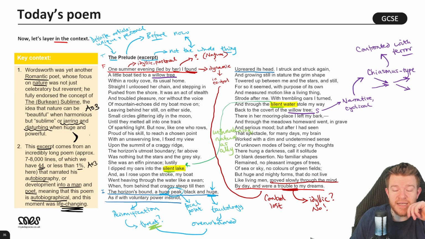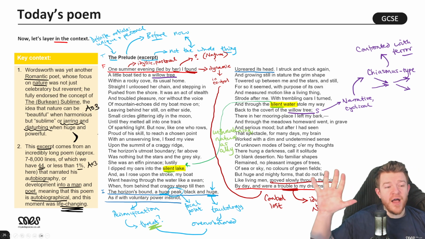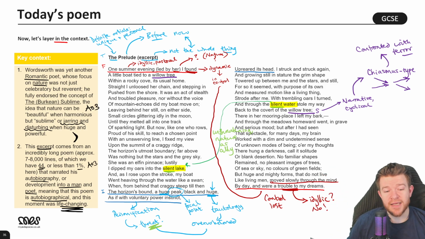So we can tie these two contextual ideas together. So there we go. We have 5 great annotations, 2 contextual links, and hopefully a better understanding of the poem. And we did it all in 12 minutes.